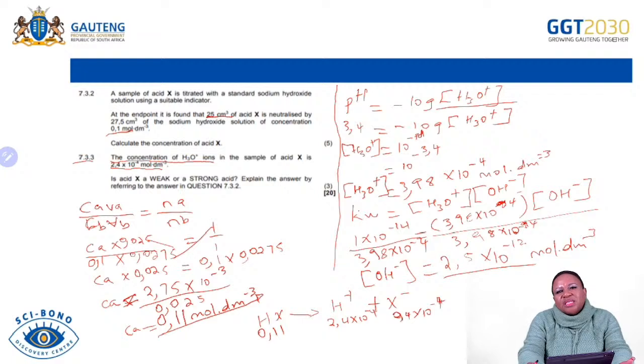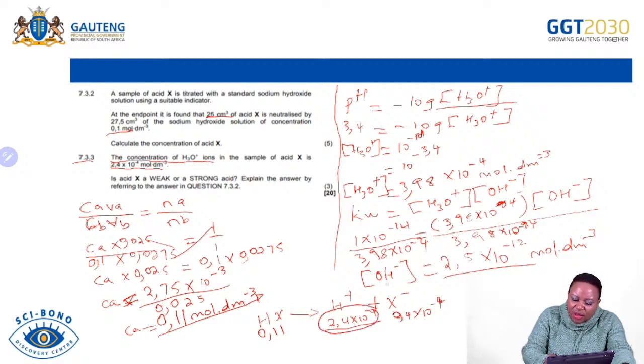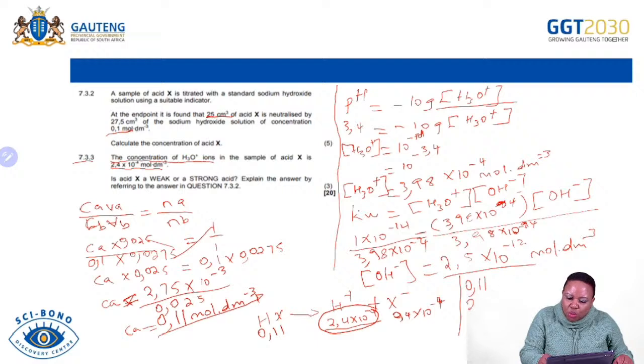Now, what does this information say to us? Did acid HX ionize completely? Let's look at the concentration of the ions. Is the concentration of the ions the same as the concentration of acid X? Is it more than or less than the concentration of acid X? We know that if you have the concentration of the ions after ionization, you will always compare it to see whether the acid ionized completely or what. Then by looking at when you compare 0,11 with 2,4 times 10 to the exponent -4.